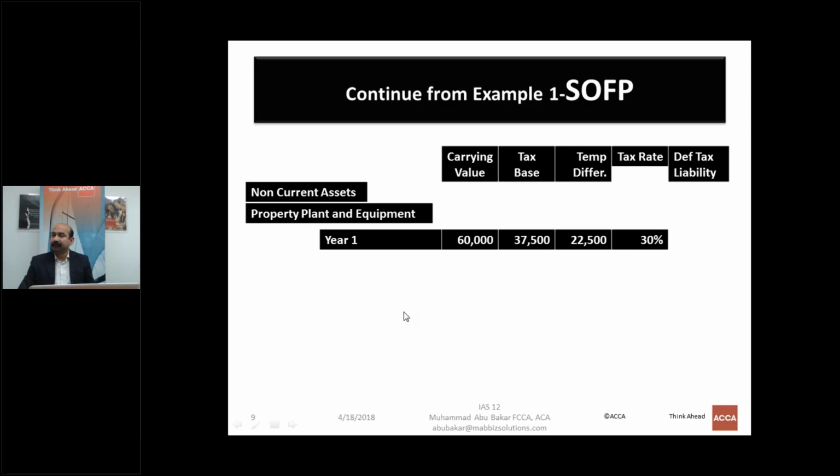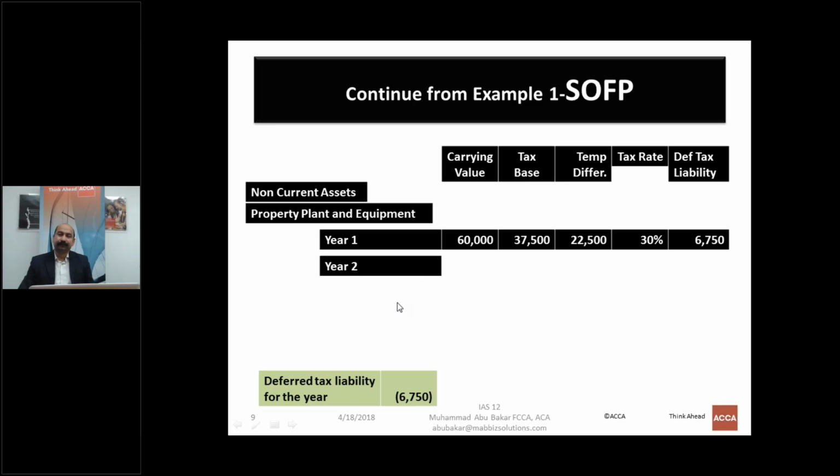And the tax rate is 30%. When we apply this tax rate to 22,500, which is the difference between these two figures, this will give us the deferred tax liability. This is the same amount as we have seen in the year one income statement calculation. Okay, now what will happen? So this is the deferred tax liability for the year.